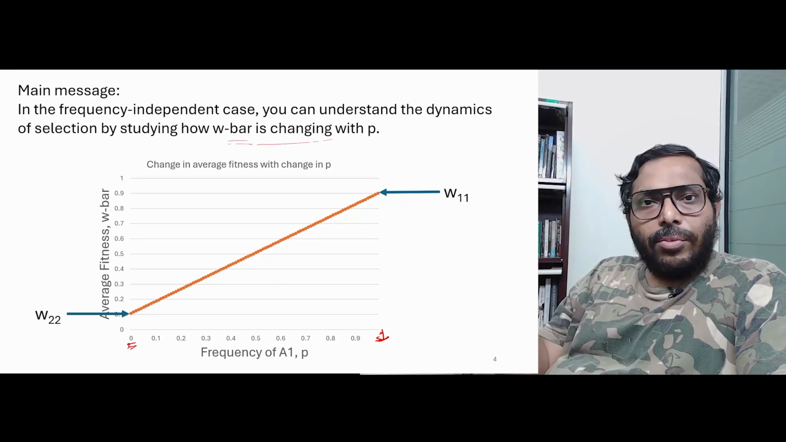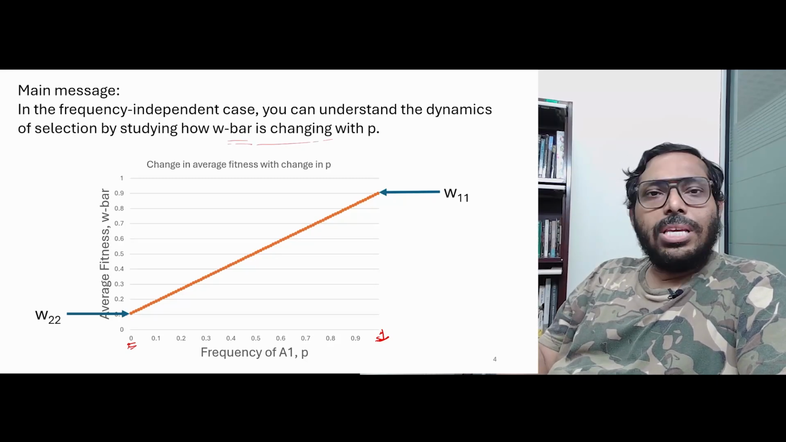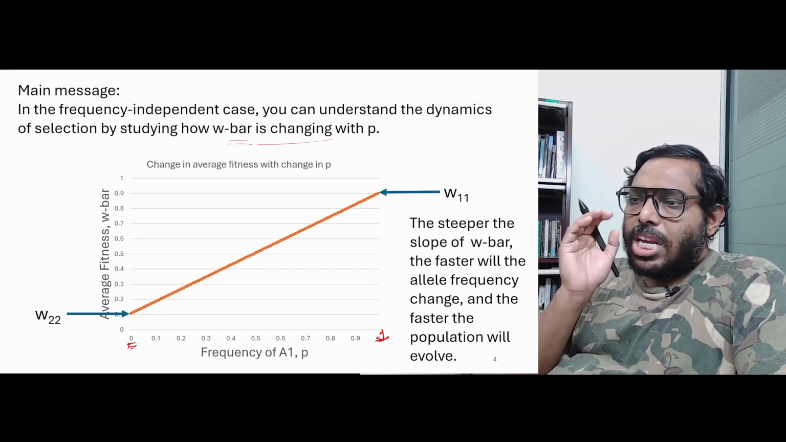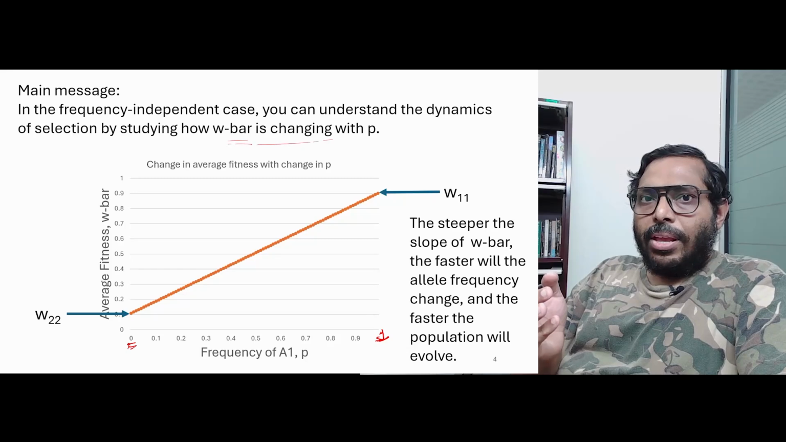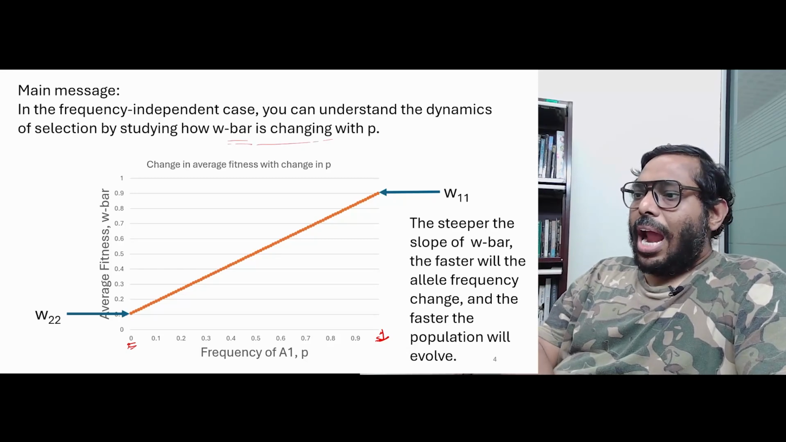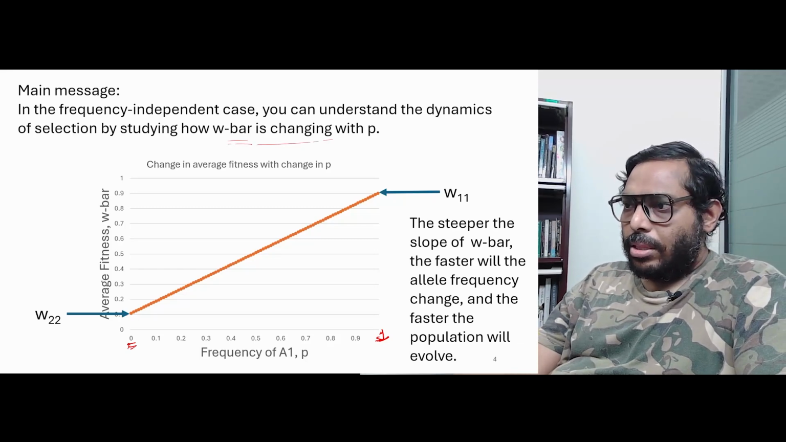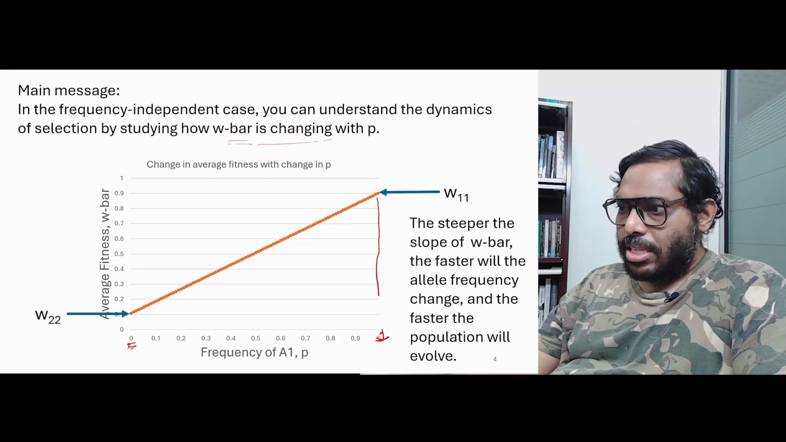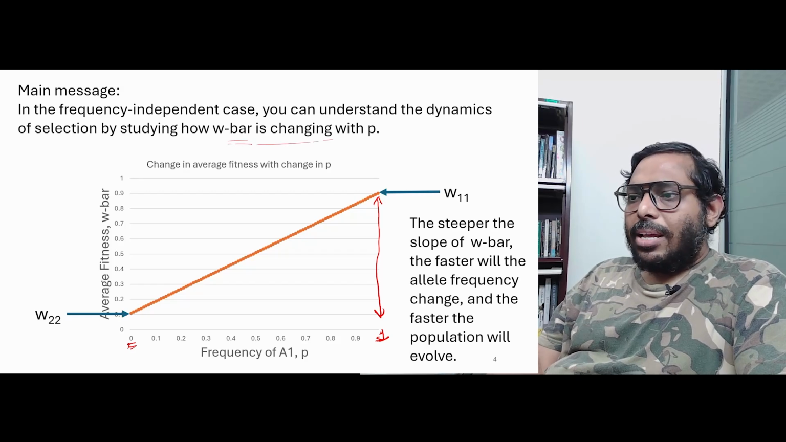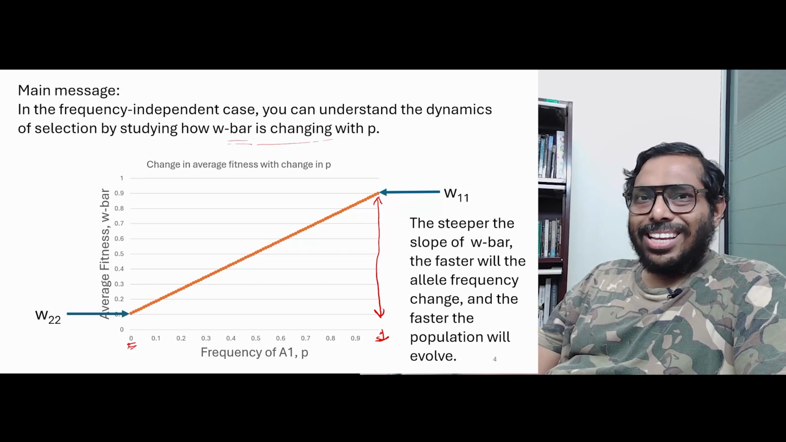Now the rest of the function, how W bar changes with P, is going to be between these two extreme points, and the steeper the slope of W bar, the faster will allele frequency change. That's the main thing over here, and the faster the population is going to evolve. Now obviously, if this vertical distance, that is the distance between W11 and W22, is very large, then the chances that this graph is going to be steeper at some point is much larger.